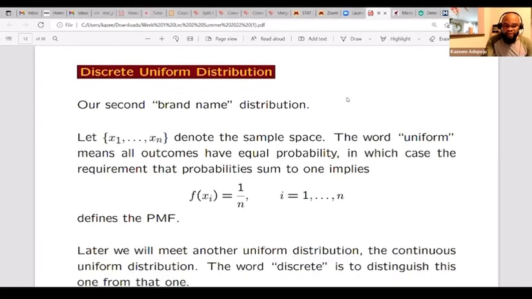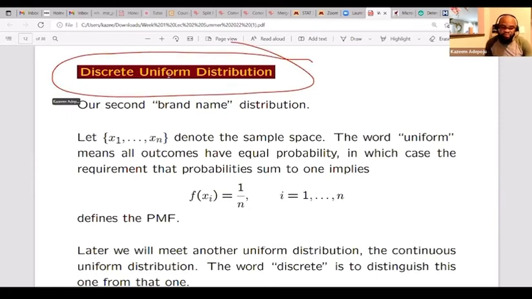Now, the other time I talked about statistical model, and I said statistical model is a family of probability models. And one of the statistical models is Bernoulli distribution, which I said is characterized by two possible outcomes. Now, next in line of the statistical distributions is what we call discrete uniform distribution.